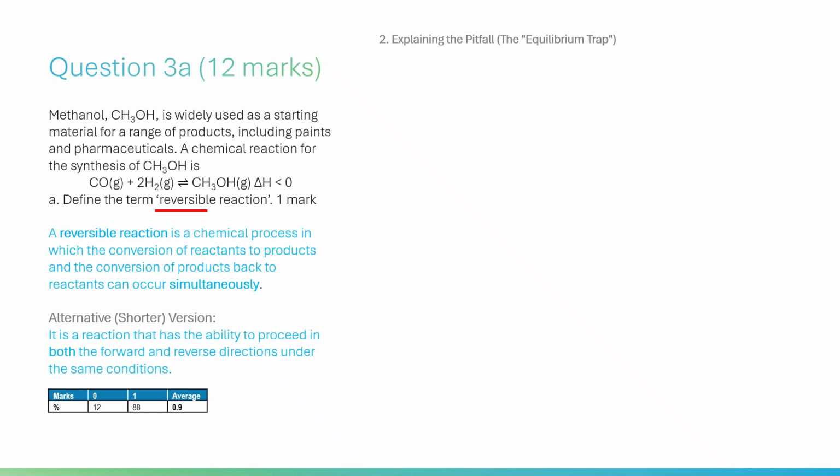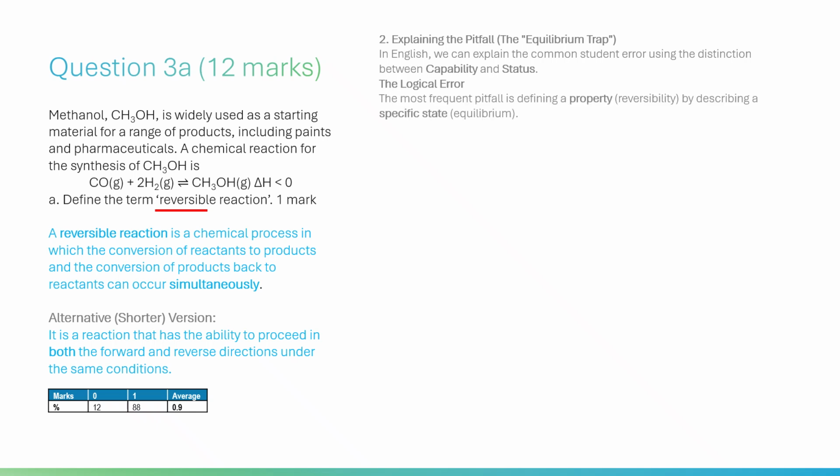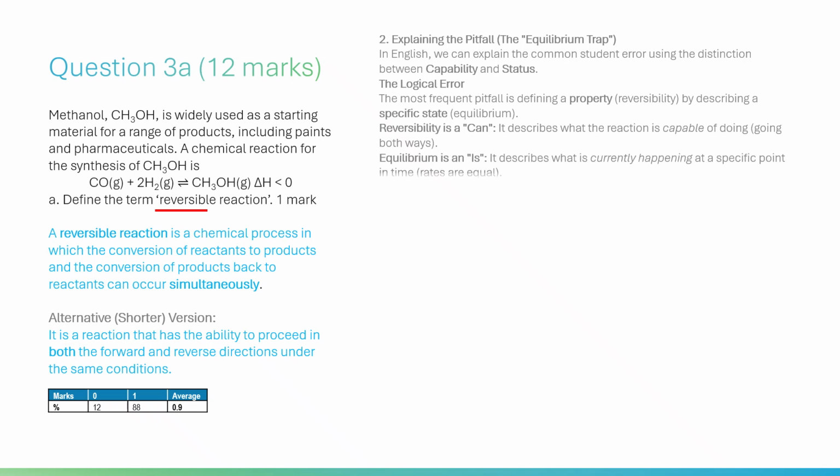2. Explaining the pitfall, the equilibrium trap. In English, we can explain the common student error using the distinction between capability and status. The logical error: the most frequent pitfall is defining a property, reversibility, by describing a specific state, equilibrium. Reversibility describes what the reaction is capable of doing, going both ways. Equilibrium describes what is currently happening at a specific point in time: rates are equal.